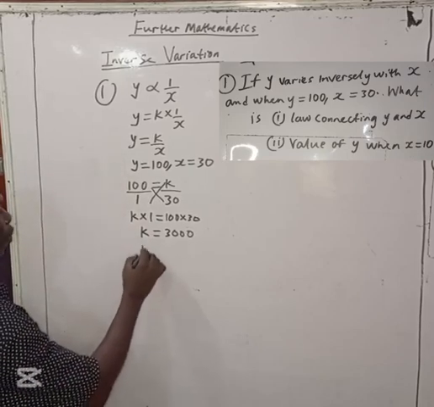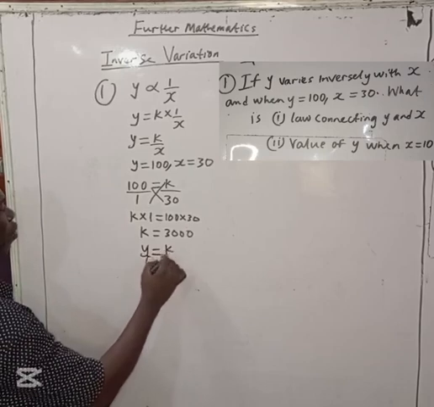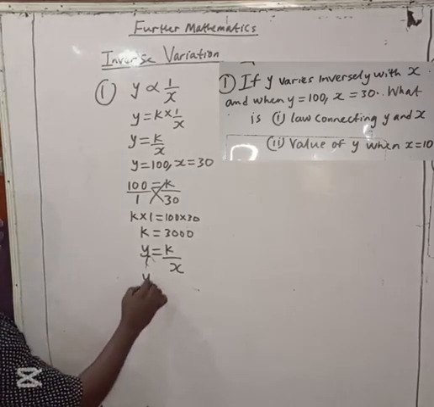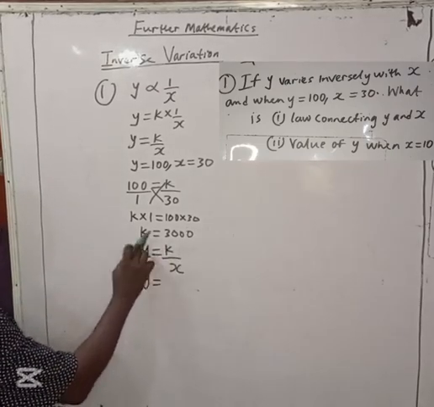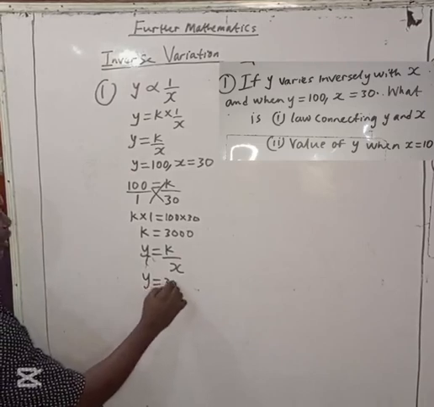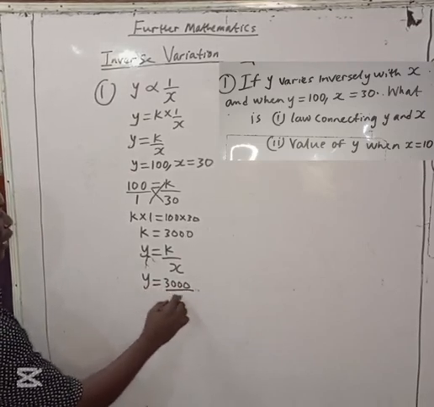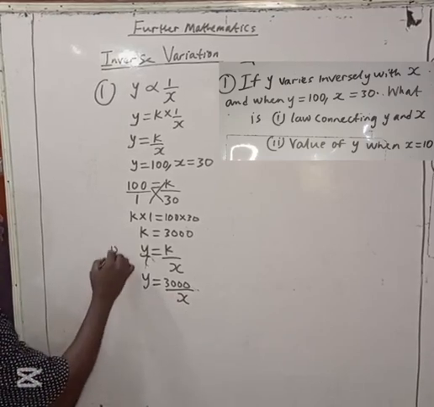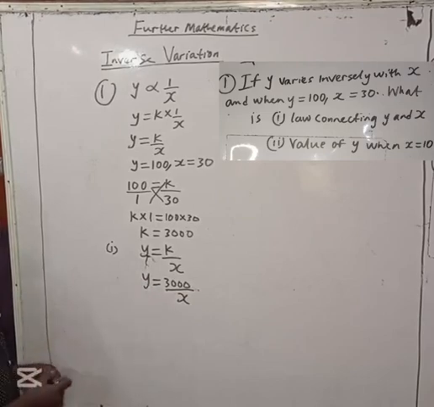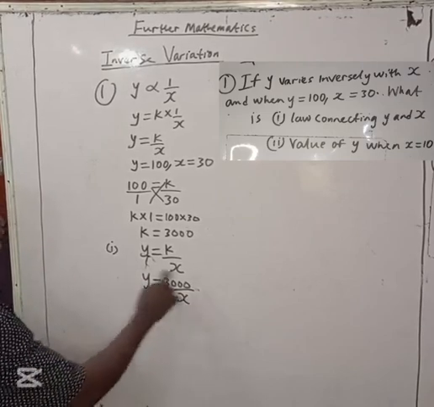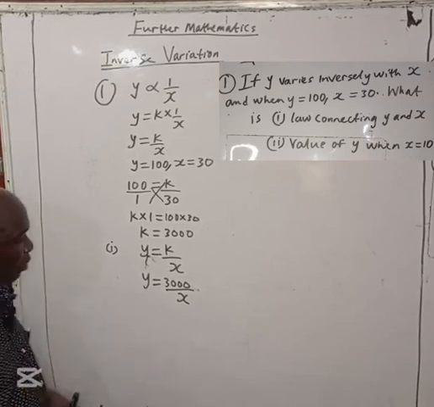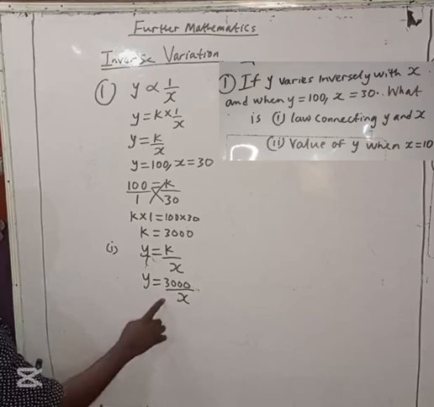So let's move from this now. We have y equal to k over x. Can you see that? Instead of writing k, what do you need to write? 3,000. And then you write x. This is the answer to Roman figure 1. So this is what we call the law connecting x and y, or y and x. Or simply put, the equation of relationship between y and x.